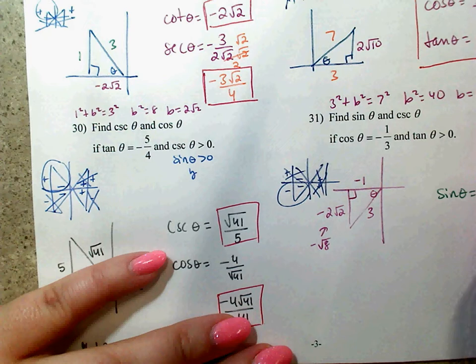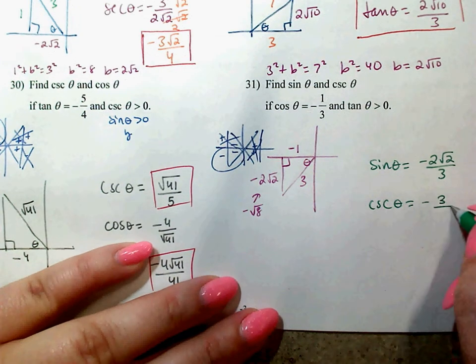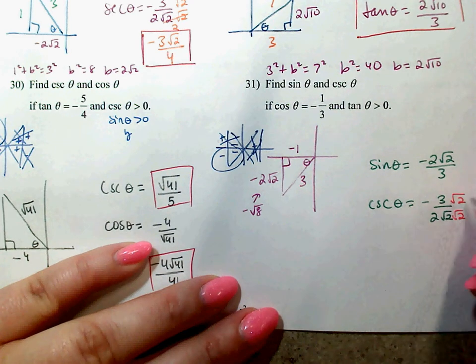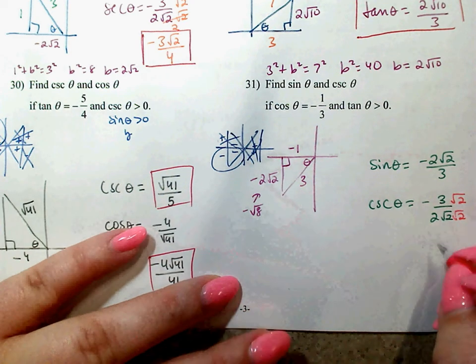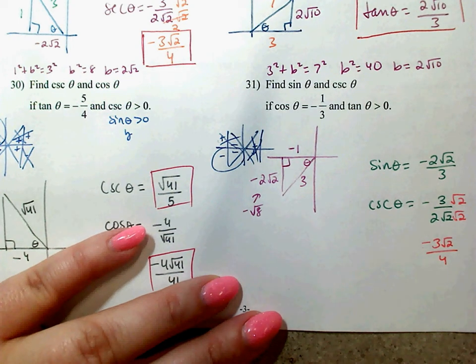And then what is cosecant? Cosecant is the reciprocal of sine. And so that would be -3 over 2 root 2. But I'm going to multiply top and bottom by the square root of 2. Those numbers are the same as that up there. Rude. Okay. So -3 square root of 2 over 4. Well, some of them are. And there we go.